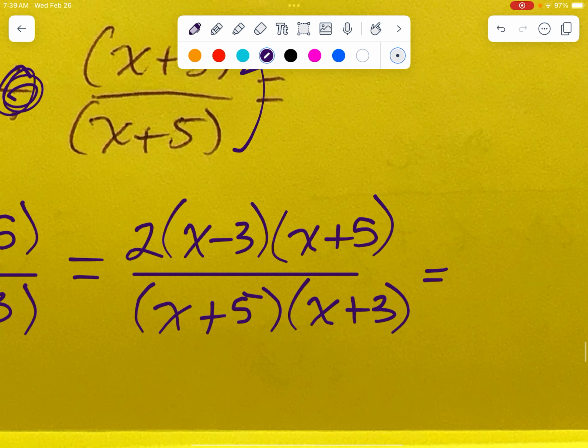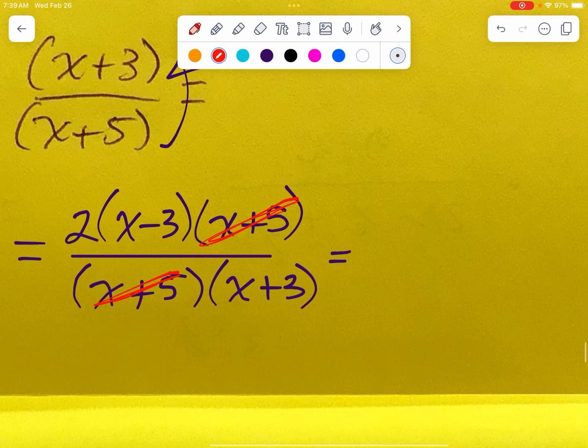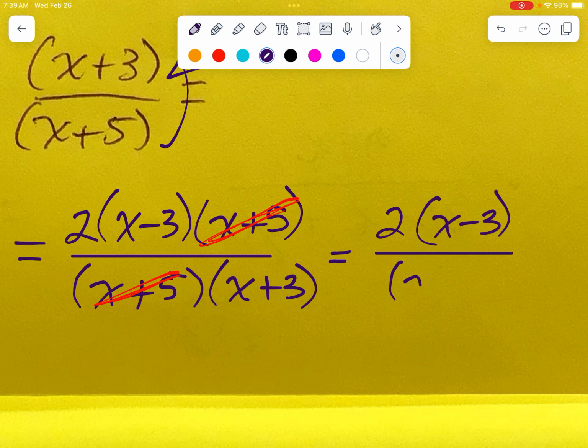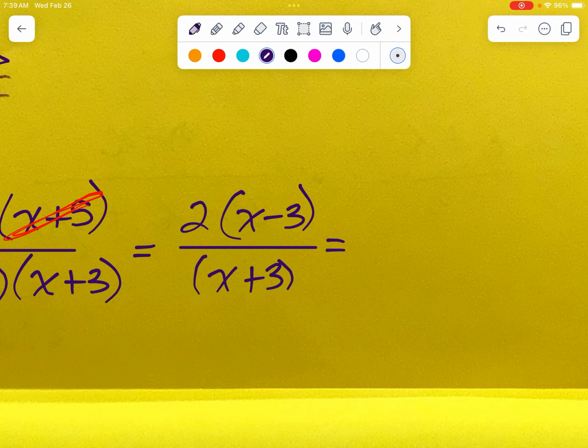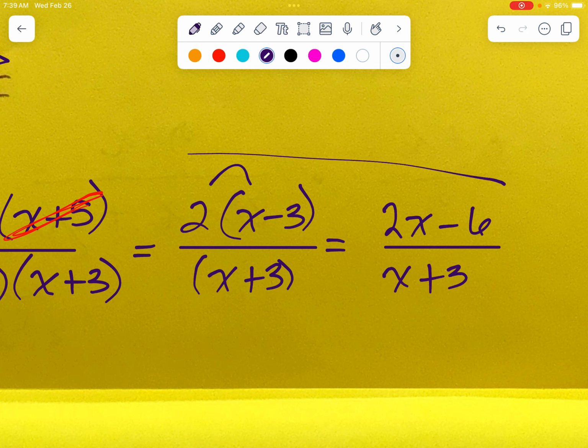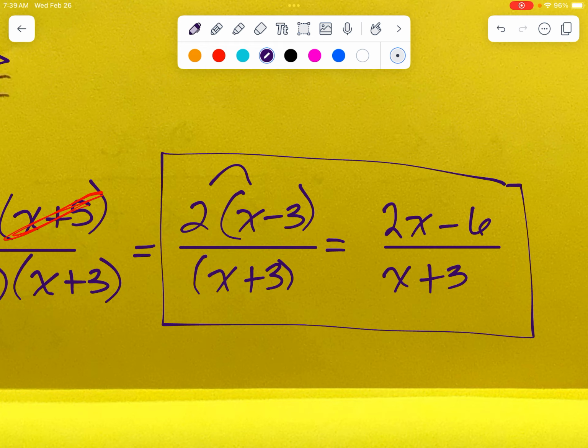Now at this point, we are going to look for matches top and bottom. See if we have any matching terms on the top and the bottom. And I do. I have an x plus 5 here and x plus 5 here. Those cancel. And so that leaves us with 2 times x minus 3 on top, and then x plus 3 on the bottom. And sometimes they might have you actually multiply this out. Sometimes they might say multiply this out, 2x minus 6 divided by x plus 3. So just know that these two are the same answers.